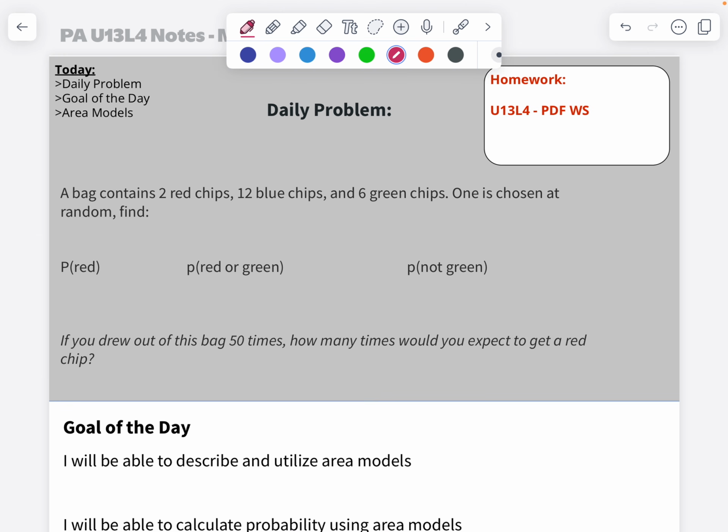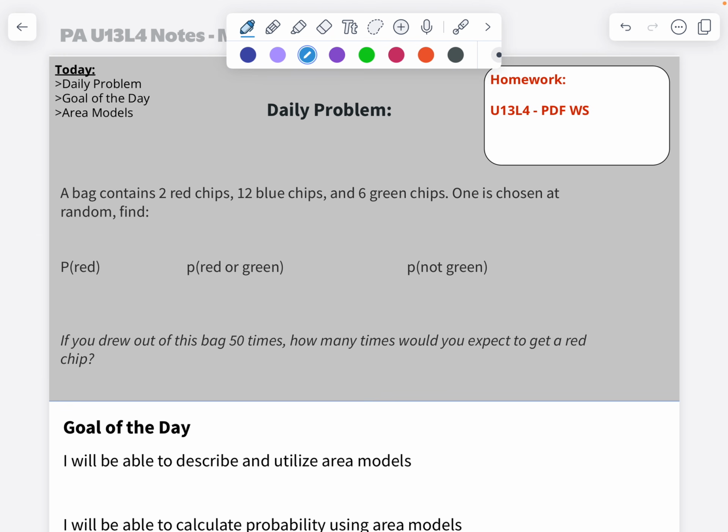The daily problem is a recap of our general probability questions that will help us as we go further into area models. So again, I would encourage you to pause this and try these problems for yourself, see how you do, and then when you unpause it, we'll go through the answers here. But assuming that you've tried them, I'll go ahead and talk myself through it.